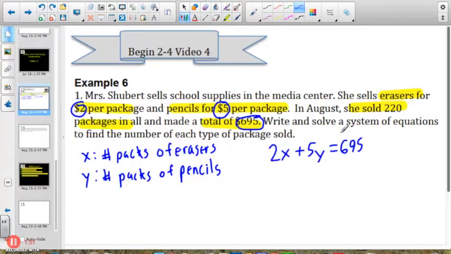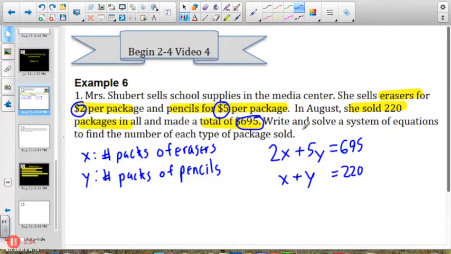Alright, now we are only left with one other number, and that's 220. Remember, we talked about this in the word problems video in section 2-2. If we are going to have a total, and we're missing the other two amounts, we're going to need to do x plus y. Because we know they sold 220 total, x of them were erasers, y of them were pencils. To figure out how many erasers and pencils were sold together, we would just add those two together.